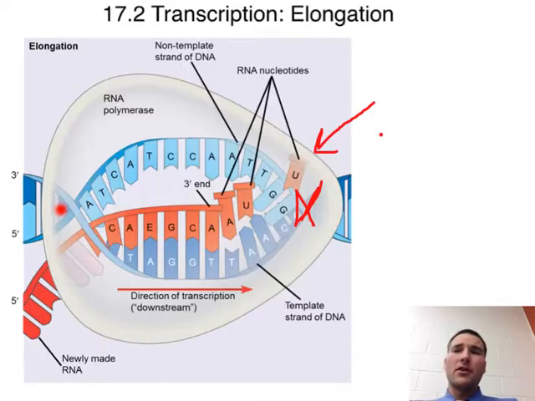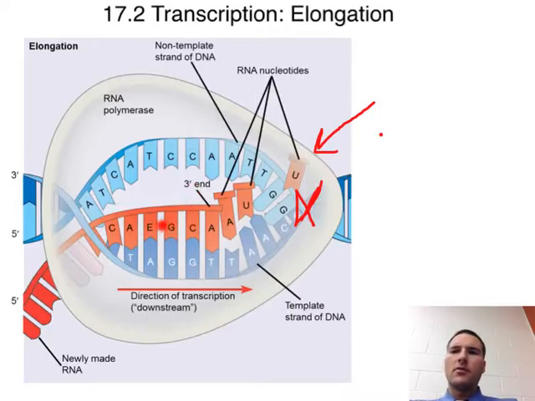Real quick comparison, this is the template strand on the bottom, the non-template strand on the top. If I look at the sequence of the non-template strand, I can see that it is very similar to the RNA sequence. So I have a C and a C, A, T, and we can talk about that, but we'll say it's a U for now. A G with a C and a C.